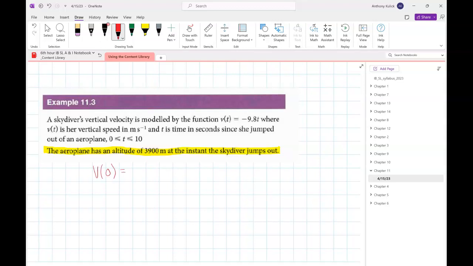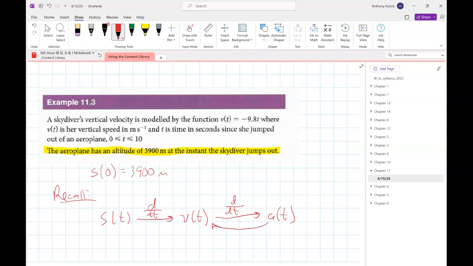Great. V of 0 is equal to 3,900. Oh, I'm sorry, not V. S of 0, right? The position function, because recall we had S of t, we take the derivative, we get V of t, we take the derivative, we get A of t, right? Position, velocity, acceleration.